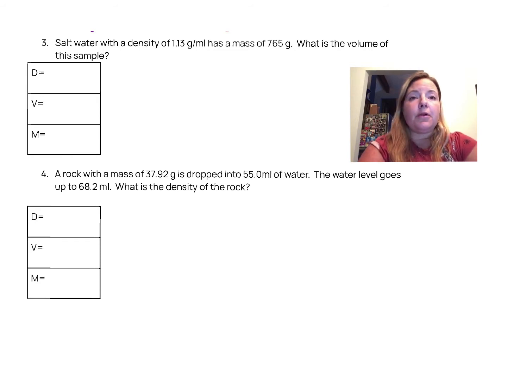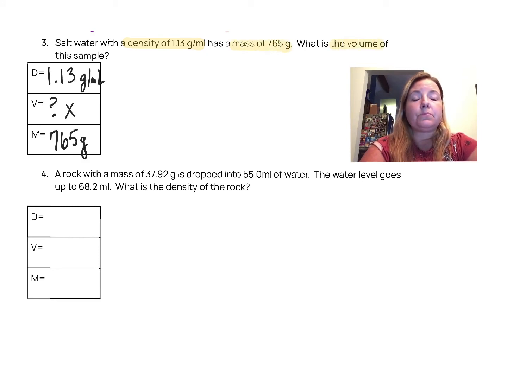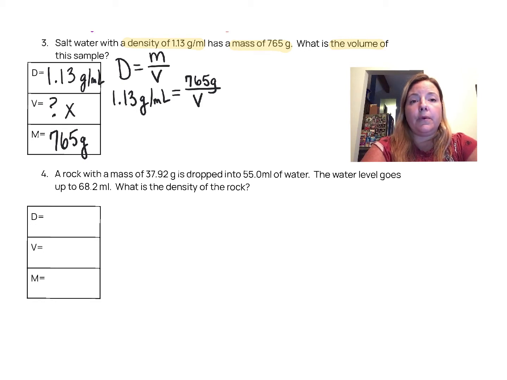So for problem number 3, it says salt water with a density of 1.13 grams per milliliter has a mass of 765 grams. What is the volume of this sample? So we want to solve for volume. There's a couple of ways that we can do this. First, we could use algebra and solve for our unknown, which is the volume. So density is equal to mass divided by volume.